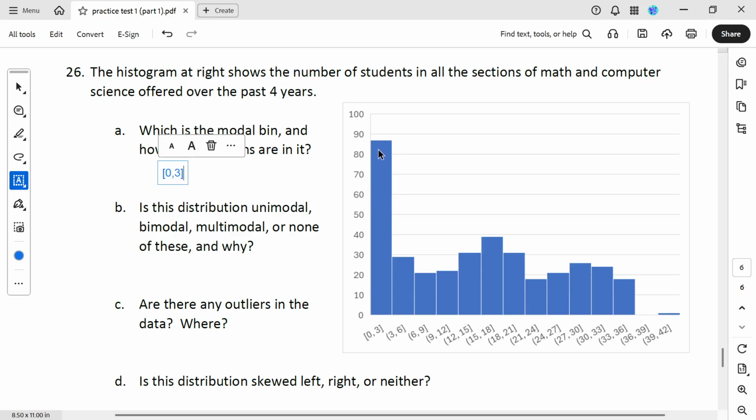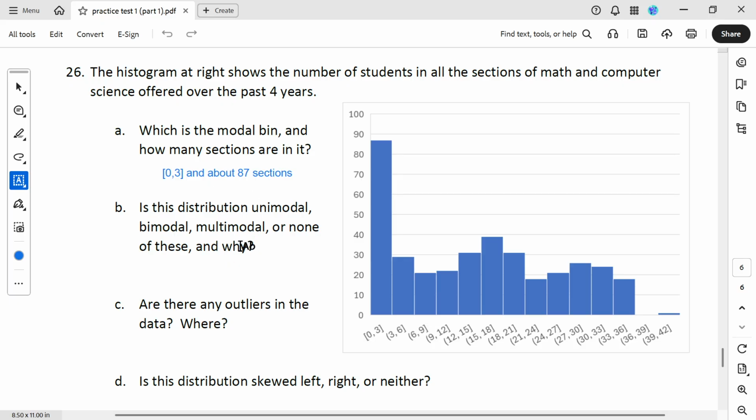Looks like a little more than halfway from 80 to 90, maybe about 87. Say about 87 sections. Is this distribution unimodal, bimodal, multimodal, or none of these, and why? So this is a little bit up to interpretation.